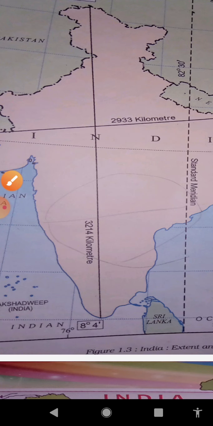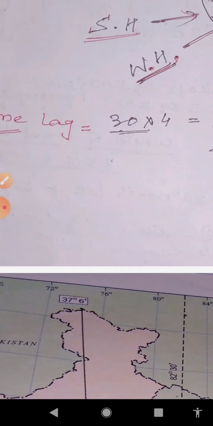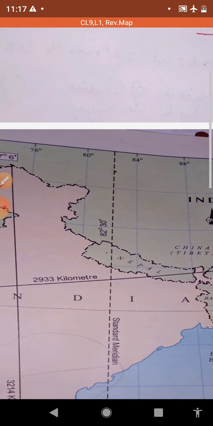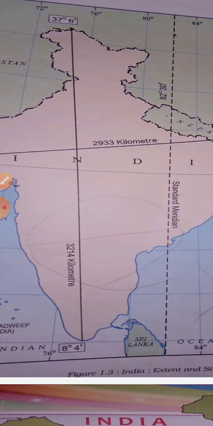that just as I have shown you the parallels of latitude and the meridians of longitude, the distance between two meridians of longitude is maximum at the equator, but as we move toward the pole, the distance reduces. But the latitudes are equidistant, meaning the distance between two parallels of latitude remains the same.